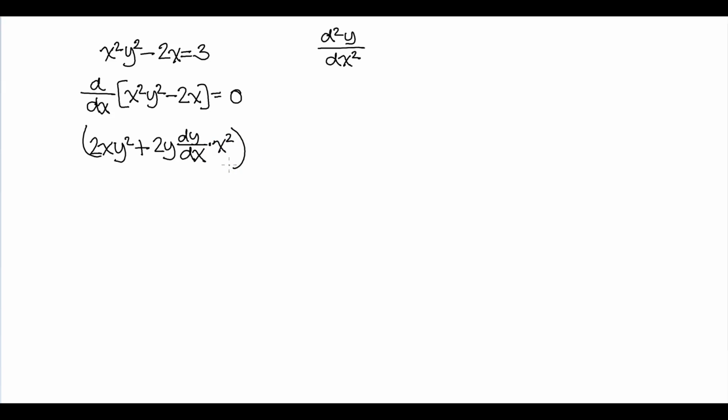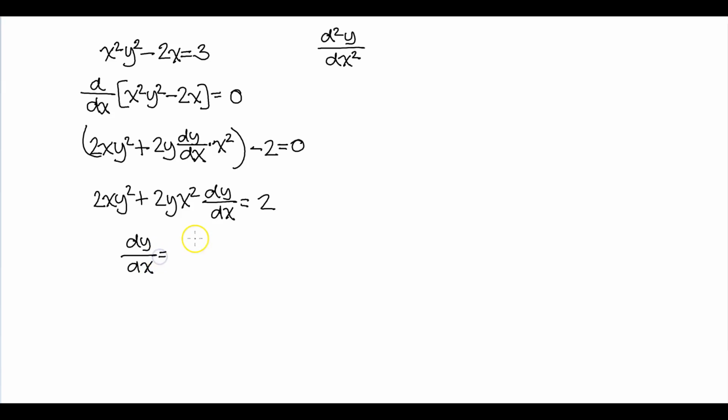Okay, so that's the derivative of the first term, minus the derivative of 2x, which will just be 2. So we have 2xy squared plus 2yx squared dy/dx minus 2 equals 0. If we bring the 2 to the right, we have 2xy squared plus 2yx squared dy/dx equals 2. And if we isolate dy/dx, we get 2 minus 2xy squared over 2yx squared.